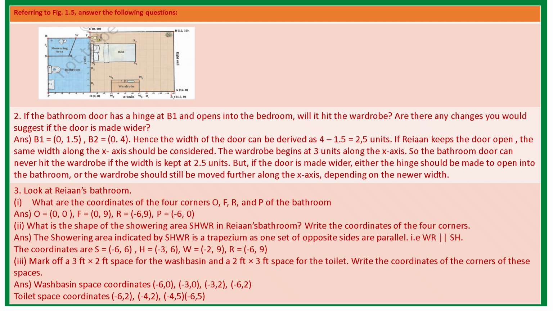Question number 3. Mark off a 3 feet by 2 feet space for the wash basin and a 2 feet by 3 feet space for the toilet. Write the coordinates of the corners of these spaces. The wash basin space coordinates would be (-6, 0), (-3, 0), (-3, 2), (-6, 2), depending on the length along the x-axis being 3 feet and along the y-axis being 2 feet. The toilet space coordinates similarly would be (-6, 2), (-4, 2), (-4, 5), (-6, 5).